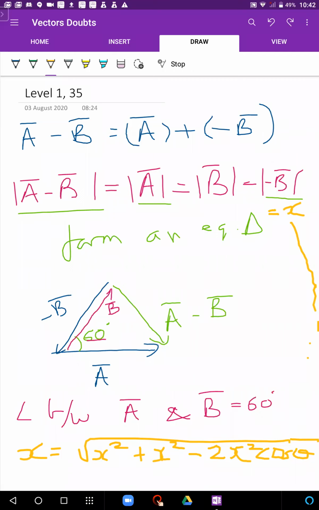Yeah, explain what once again, the entire thing or just the second method? Second method.